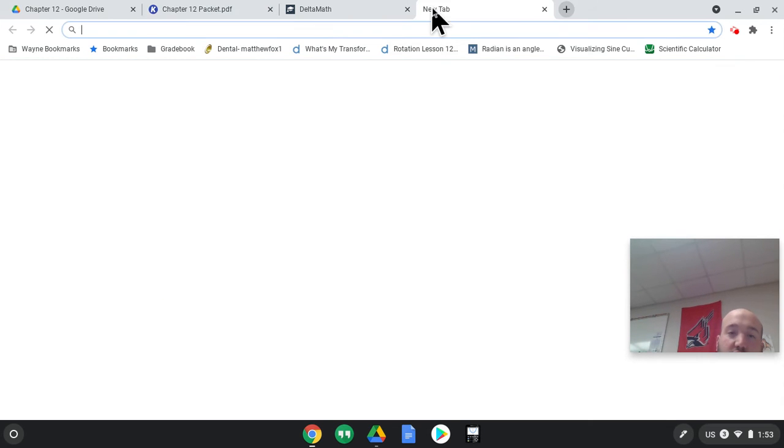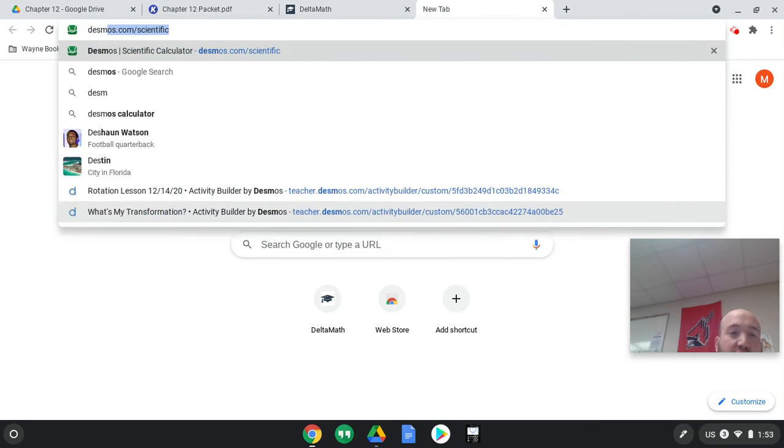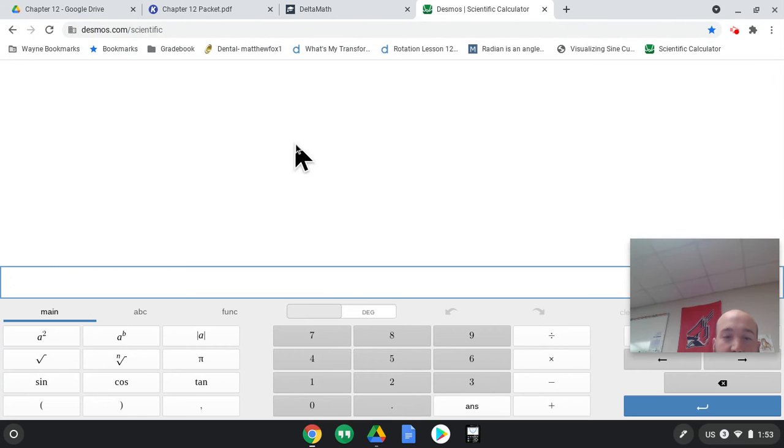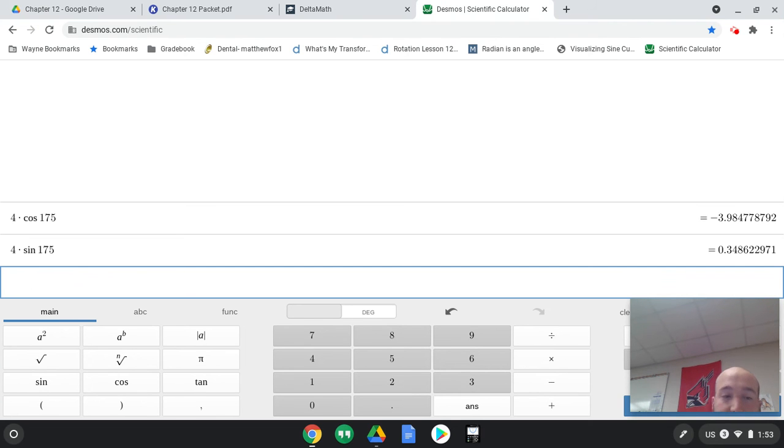If you're using your calculator, the TI-84 on your computer, make sure you change it into degree mode. If you're using a calculator on an app, make sure it's in degree mode. If you use Desmos.com, it's already in degrees, so you're good. But anyway, we said it was 4 times cosine of, what was it, 175? And then also 4 times sine of 175.